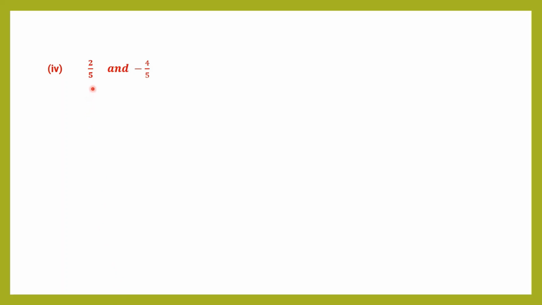Question 4, we have 2 by 5 and minus 4 by 5. One is a positive number and the other is a negative number. So let's draw the number line. So this is a number line which has arrowheads on both ends. Let's have a 0 in the middle. So we have 0 here.